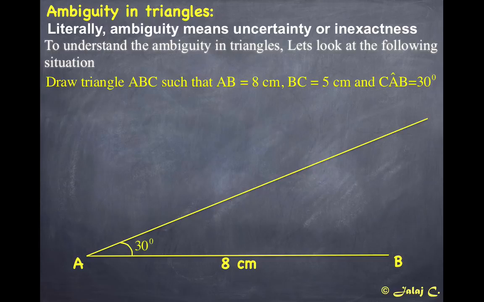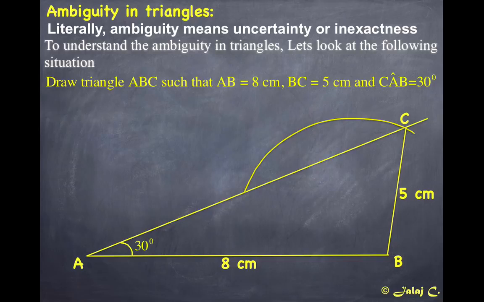From point B, mark an arc of 5 cm. Label this as point C. We get BC equal to 5 centimeters. It seems that we have completely drawn the triangle ABC. But if you continue the arc which you had marked before to label point C, you get to see a very interesting result. Let's see.